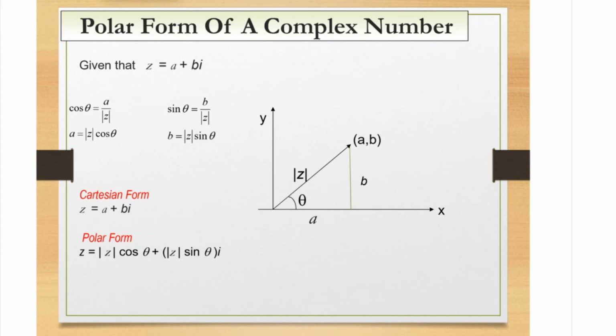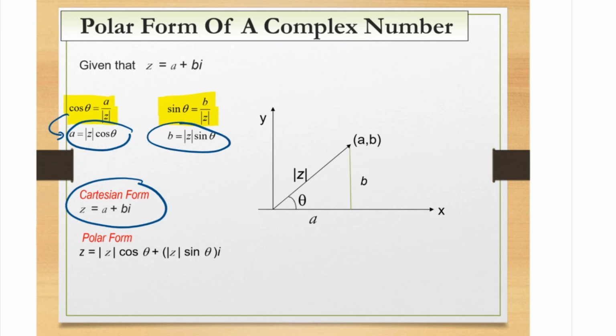Next part is polar form of a complex number. Complex number z equal to a + bi is in Cartesian form. From diagram, cos theta equal to a over modulus z. a equal to modulus z cos theta. Sin theta equal to b over modulus z. So b equal to modulus z sin theta.